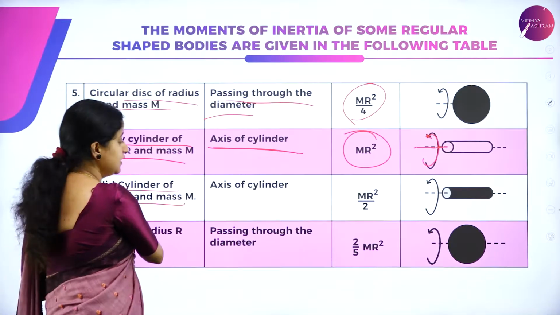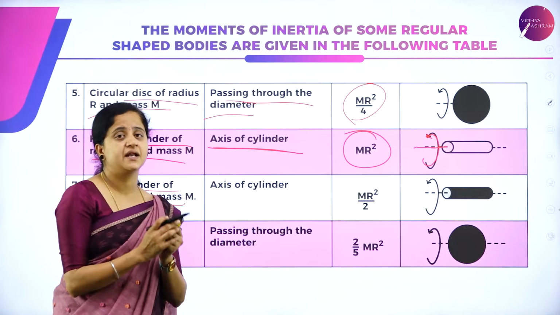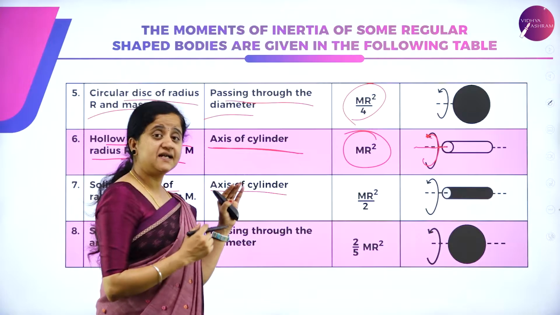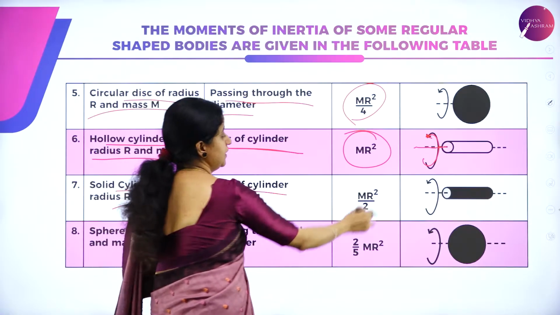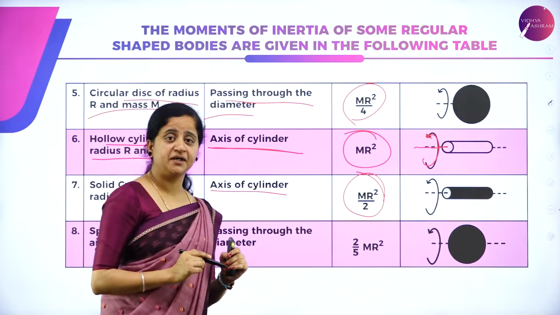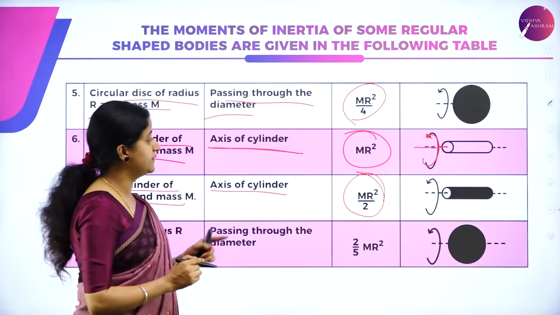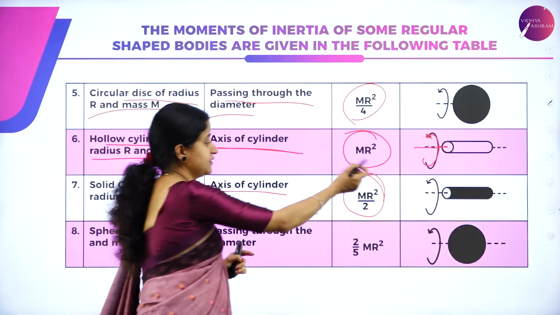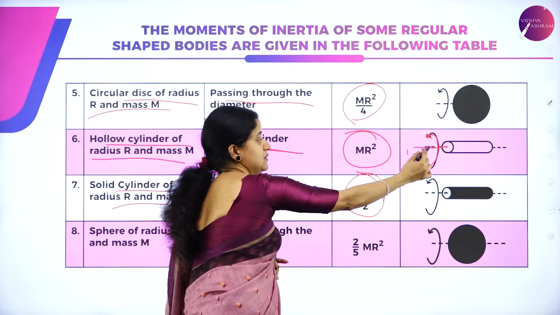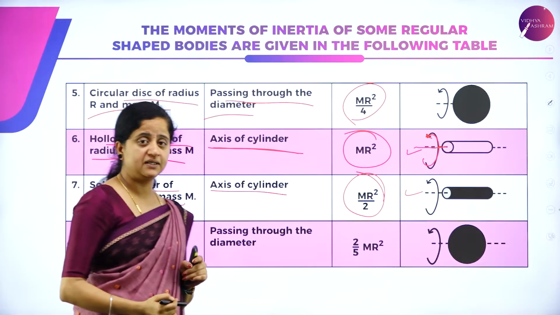If you consider a solid cylinder of radius r and mass m, then the axis is the axis of the cylinder, and the formula is mr square divided by 2. The moment of inertia can be calculated by the formula mr square divided by 2. Here the difference between these two is that one is the hollow cylinder and the other one is the solid cylinder.